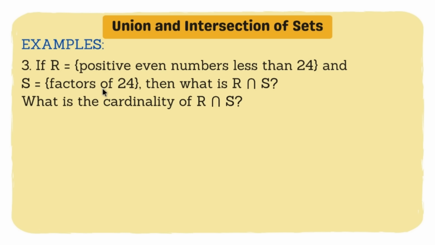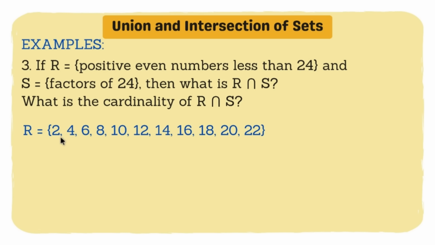Okay, isulat muna natin yung mga elements para mas madali nating i-visualize. Okay, positive even numbers less than 24. What are those? Ito po lahat. Okay, even numbers less than 24. Pwede ka namang mag-start sa pinakamataas, which is 22, pero pwede rin naman sa pinakamababa. So we have 2, 4, 6, 8, 10, 12, 14, 16, 18, 20 hanggang 22.